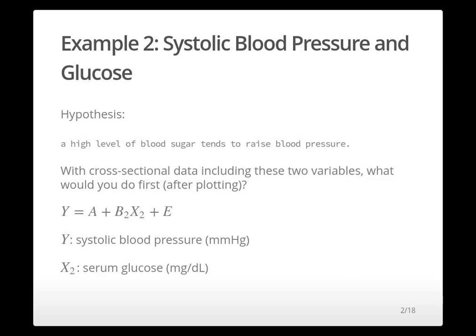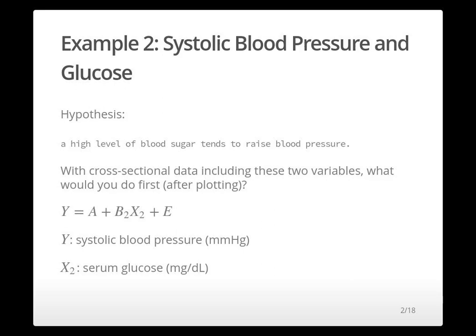In this example, we start with a hypothesis about the relationship between blood sugar and blood pressure. Suppose that, for some reason, we think that a high level of blood sugar should raise the level of blood pressure. If we have cross-sectional data that includes systolic blood pressure and serum glucose, we will probably start with plotting blood pressure against serum glucose, and then we may do linear regression of blood pressure on serum glucose.